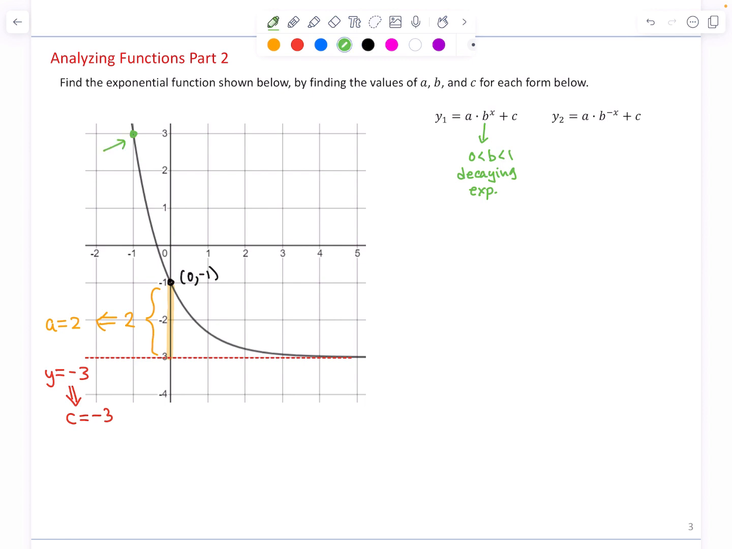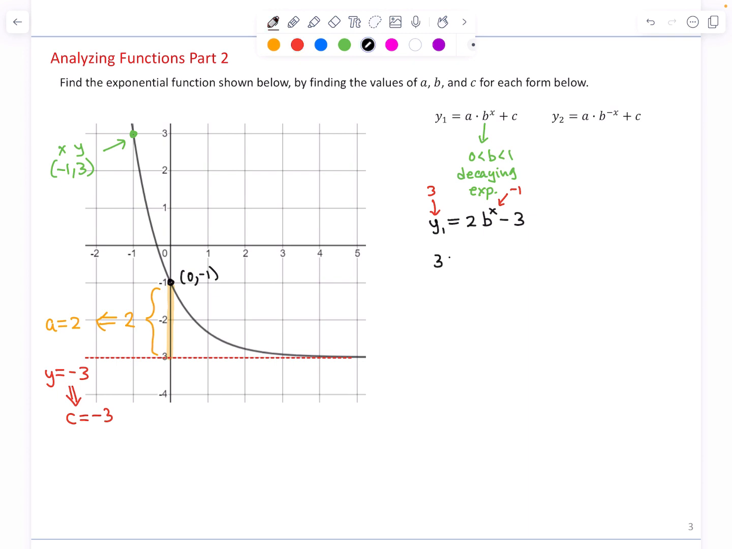And the one that grabs my attention is right here at negative 1, 3. Well, these are x and y values. So I'm going to rewrite form 1 with the information we do know. We know a must be 2. We don't know b. And we know that c must be minus 3. Now for x and y, I can plug in the values negative 1 and 3, and then I'll be able to solve the equation for the base b.